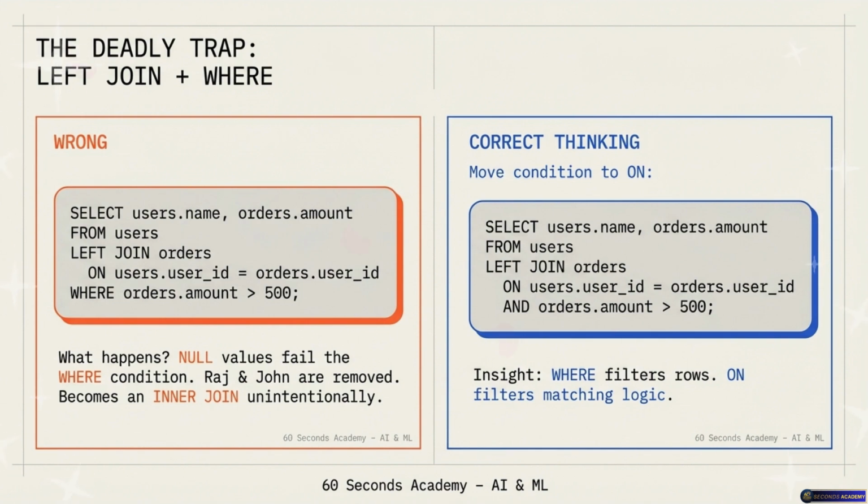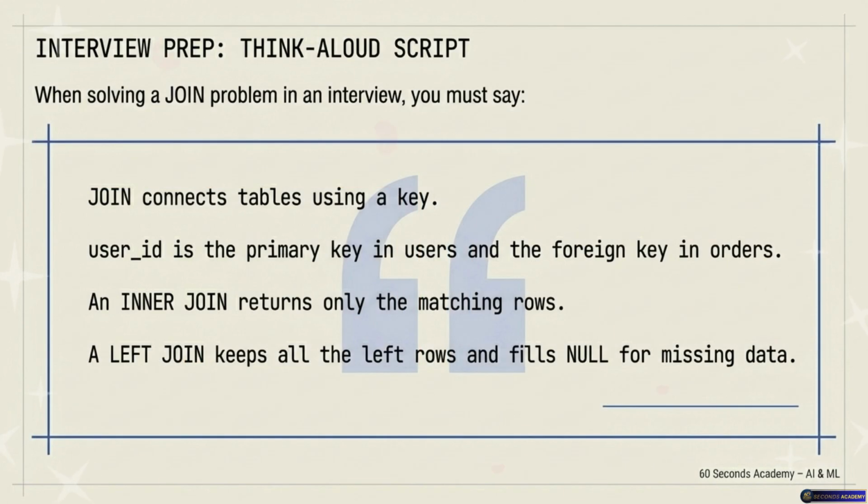While ON is a pre-join filter, it dictates the matching logic during the connection phase. When you're sitting in that interview, you need to verbalize that execution order. Don't just quietly write the code. Talk them through your thought process.